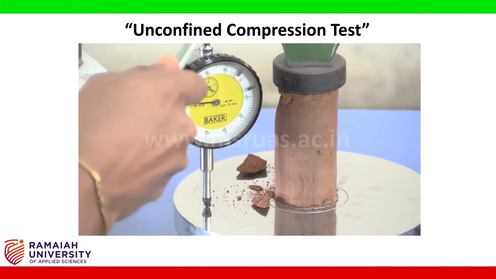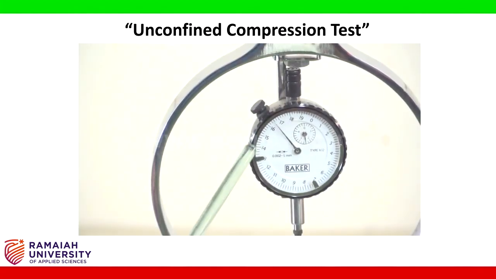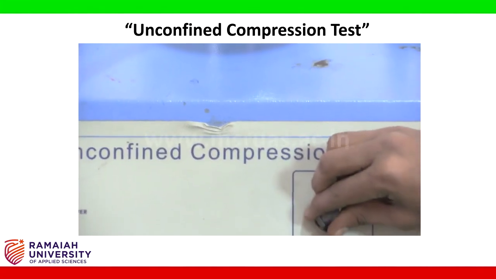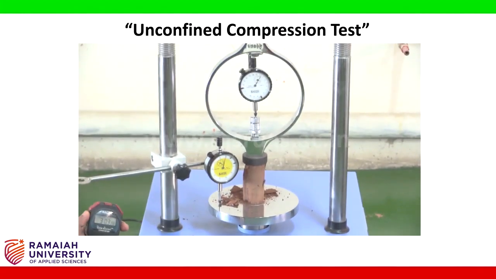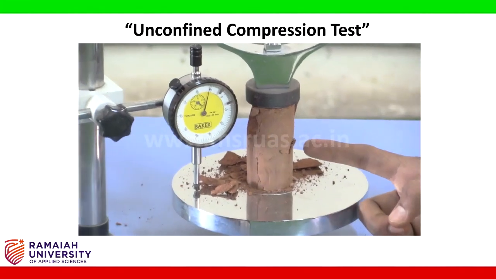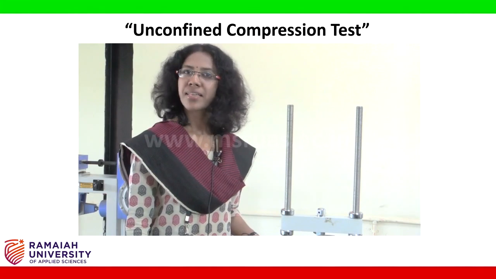Now we can observe that the proving ring reading is coming back. So now we can switch off the machine. See, the sample has failed and you can see the failure pattern clearly. That finishes the experiment. Thank you.